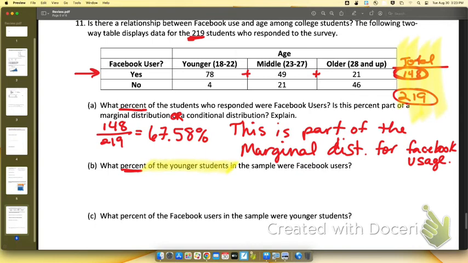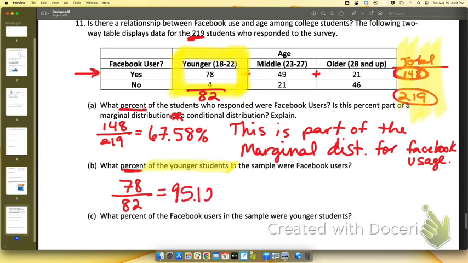We have a condition here. The condition is that they were the younger students. So I am only looking at this one part of the chart. So what percent of them were Facebook users? There were 78 that were Facebook users out of 82 total that were younger. So I'm only looking at that one section. So 78 out of 82 is 95.12%.